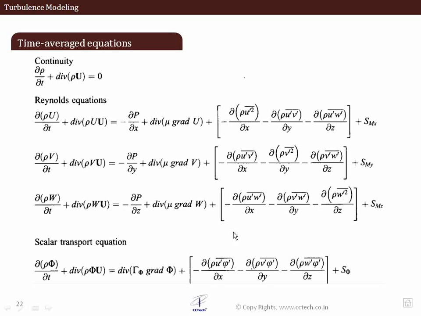So this is the complete set of equations, not just the momentum but the continuity, the scalar transport equations, and the three momentum equations. The capital U that you see here is the time averaged quantity, and this small u dash that you can see here, these are the fluctuating components which are left after time averaging is done. And this elimination of some of the terms will be described in the next slide. But this is what is called the Reynolds stresses.